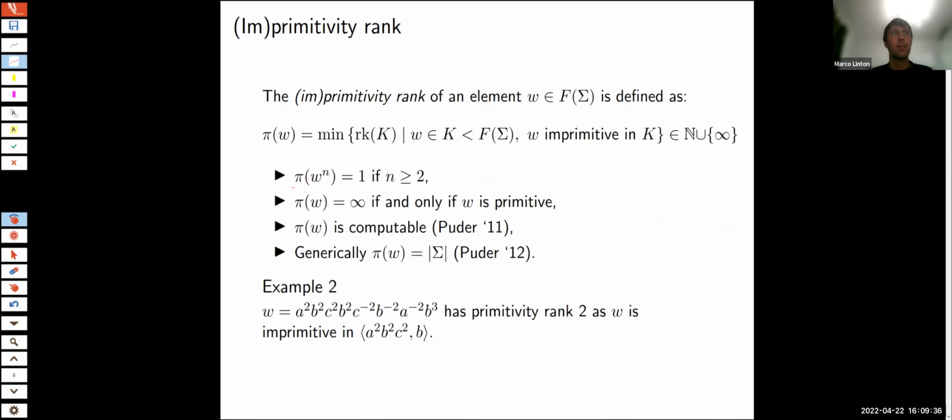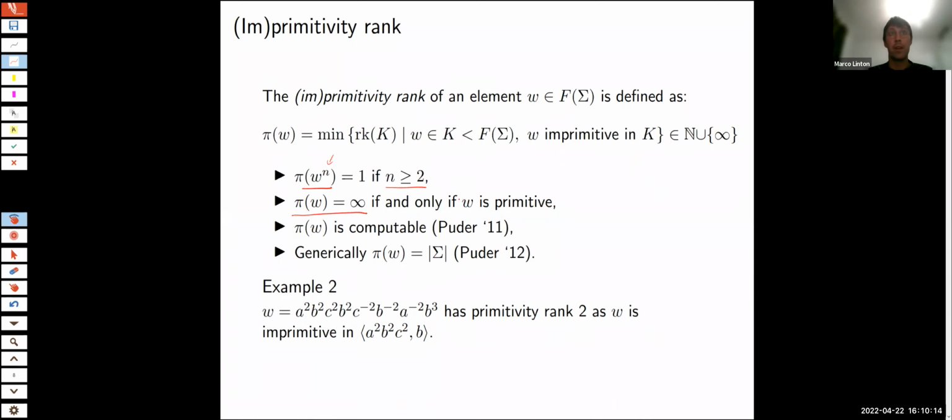So first let's say some remarks. If your word is a proper power, W equals U to the n with n greater than or equal to 2, then your primitivity rank is going to be 1, because the power is imprimitive in the subgroup generated by the root, right? So that's an easy case which you can compute very hands-on. Check if it's a power. If it is, then your primitivity rank is 1. If not, then it's not.